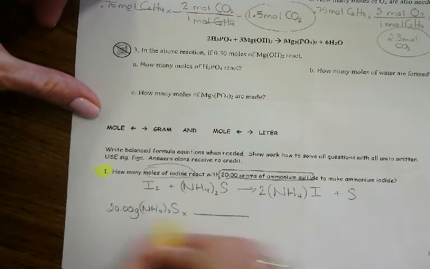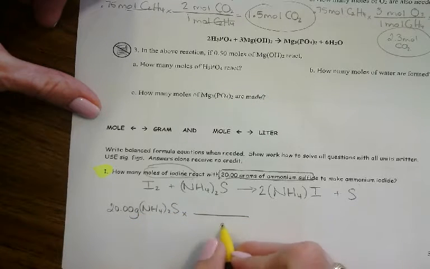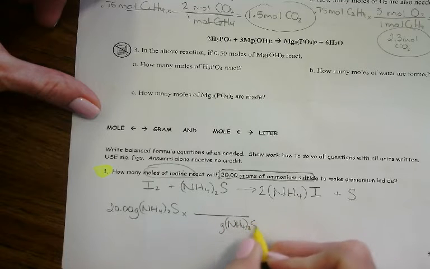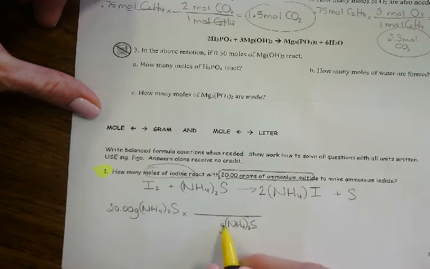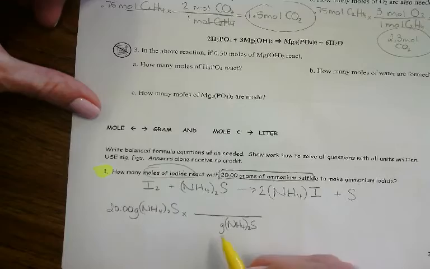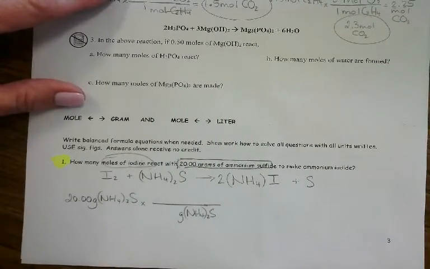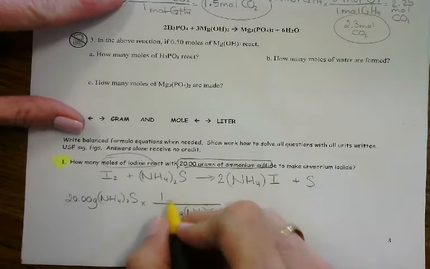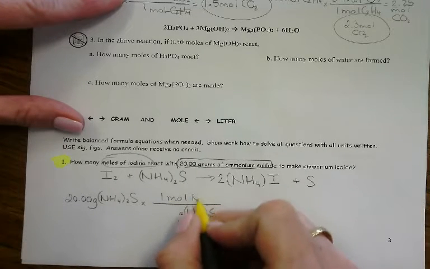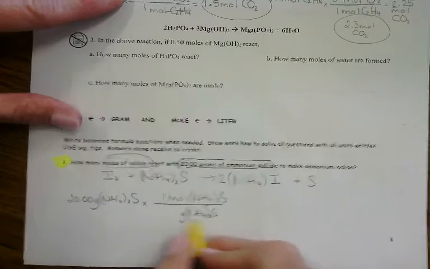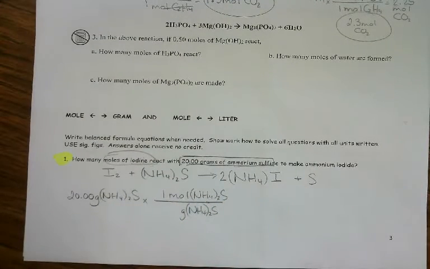Just go down my unit. Grams of ammonium sulfide. What am I going to? Well, I'm going to moles. Remember that you can't go anywhere unless you convert to moles first. So I need to convert this grams of ammonium sulfide to moles. So in 1 mole of ammonium sulfide, there's a certain number of grams. Well, I need to figure the molar mass of that thing.